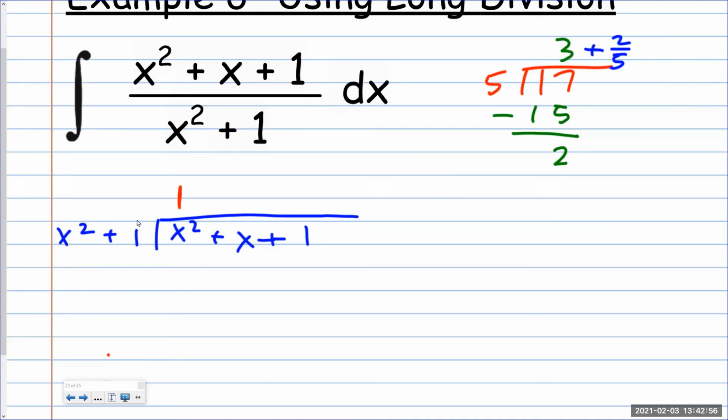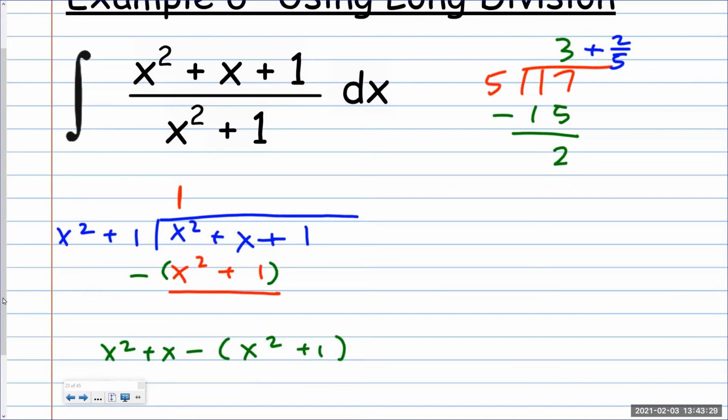What's 1 times this whole thing? X squared plus 1. Okay, what operation would I do here? Subtract. Okay, so be careful though. With algebra, when you subtract, you have to subtract the whole thing. Like you can't just subtract the first term. Okay, it's really hard to subtract vertically. So I'm going to write this horizontally. It's x squared plus x minus x squared plus 1. Do you see my problem here? It's x squared plus x minus x squared plus 1.